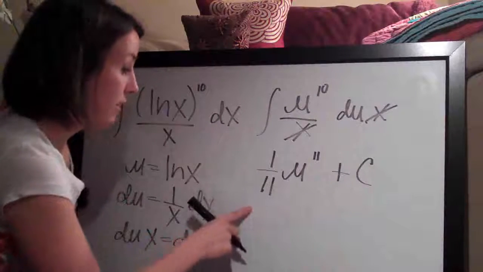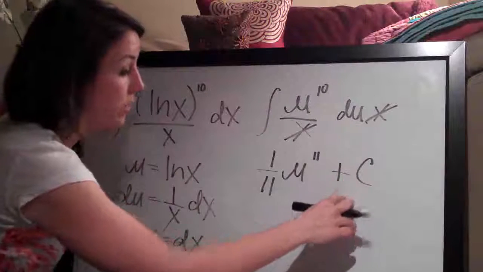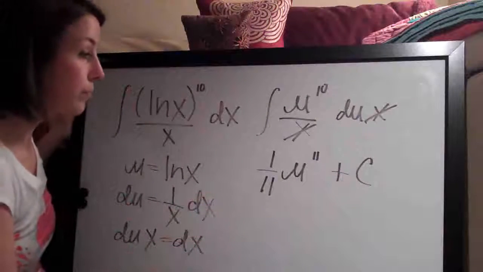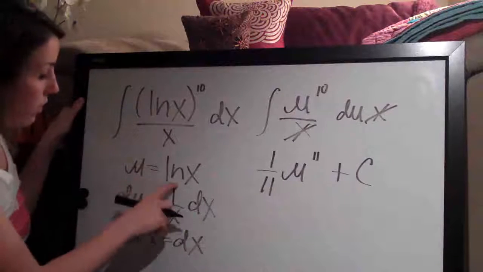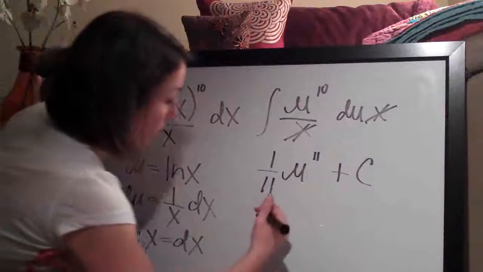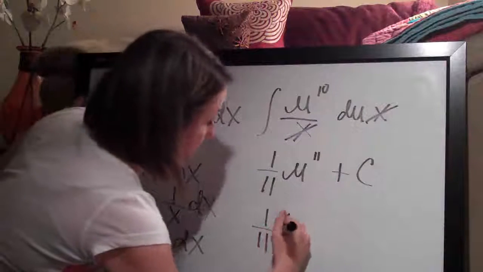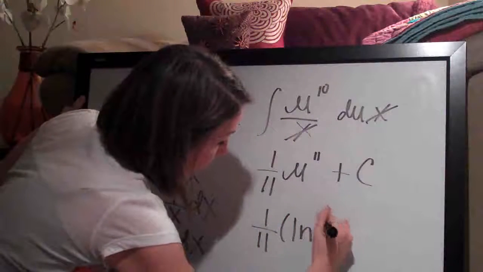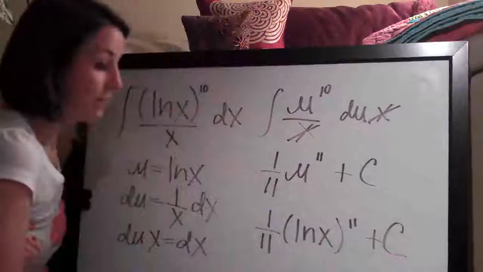So this is the answer in terms of the fact that we found the integral. Now all we have to do is plug back in for u. So u, we said, would be natural log of x. So our answer is 1 over 11 times ln of x to the 11 plus c. And that's it.